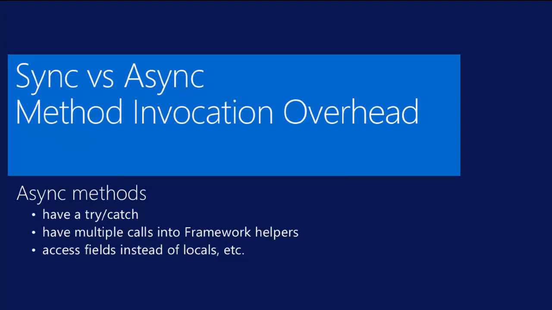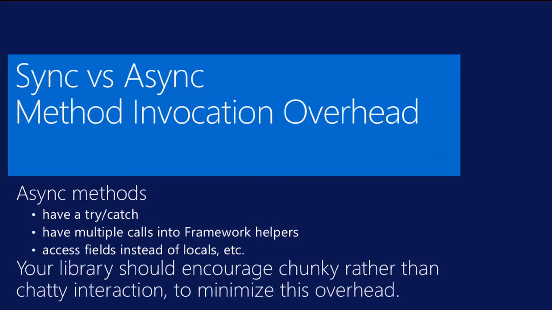So async methods, when you generate them, they've got a try-catch. They have calls into these framework helper methods. They access fields instead of locals. The way that you have a local, like int x, that I want to access after the await, how do we get back there and save that local? Well, it was shoved off into the heap, right? So there's some copying in and copying out that's going to occur. So that overhead isn't terrible. Remember, it's about 1/10 of a microsecond on this laptop.